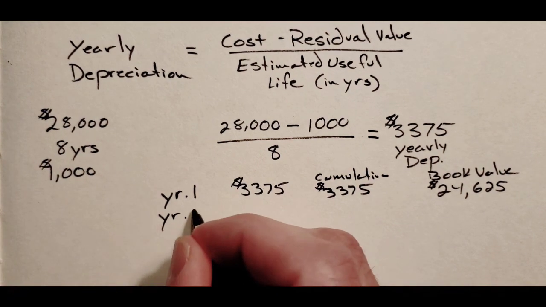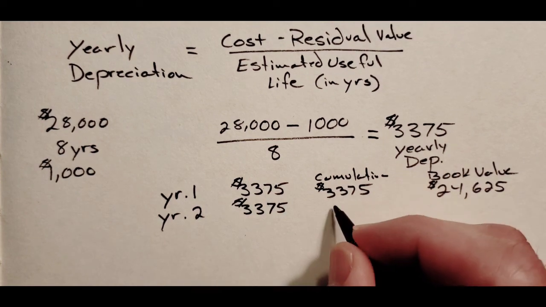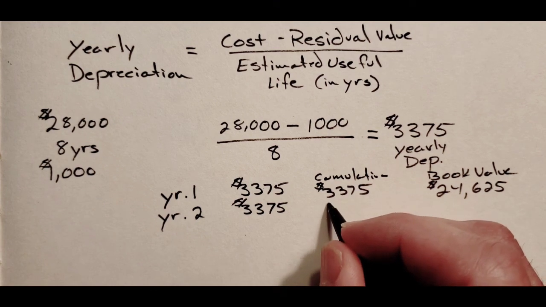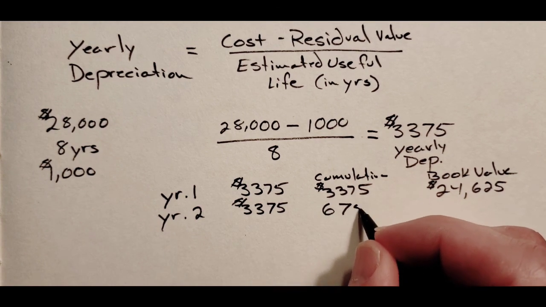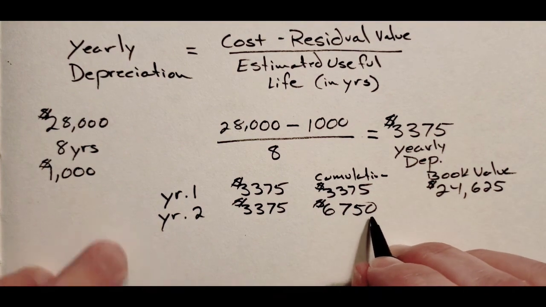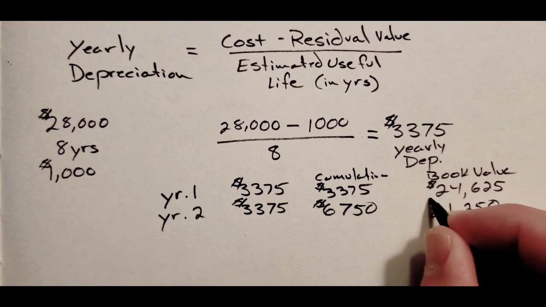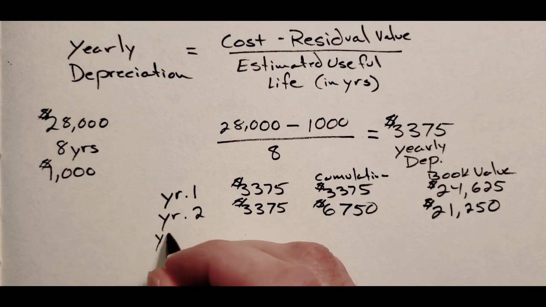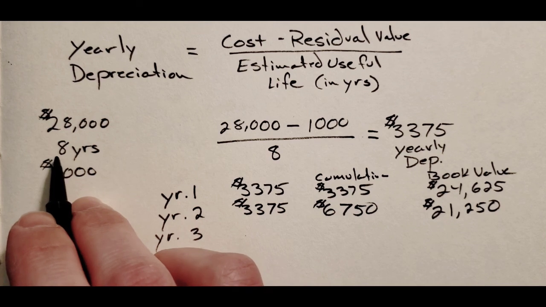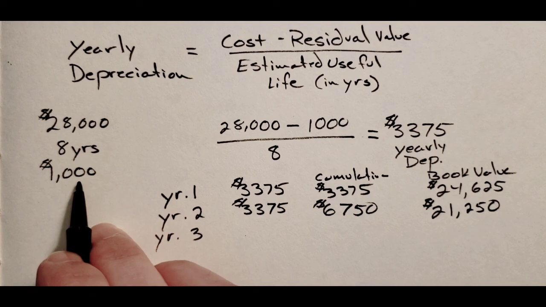Now year two, it's the same thing. We lose $3,375. So our cumulative is now going to be double this, or 2 times 3,375, because we have it from the year before, so 6,750. And our book value, take away 6,750 from 28,000, and we get $21,250. Now you can continue this out for year 3, 4, 5, all the way through year 8. And by the end of year 8, what you're going to end up with is a book value of $1,000, your salvage value.